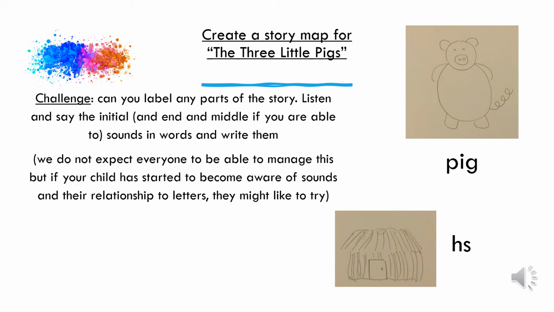Some of the older children are becoming more aware of sounds and their relationships to letters. They might like to try and sound out some of the words to label their pictures, rather than just rely on you to scribe for them. For example, the word pig. Can they hear the first sound, p, p, p, pig? They may even hear the end, and the last one that normally comes along is the middle sound too. For a word like house, there are a lot of sounds that the child won't be able to hear. It's quite a tricky word really. So really focus on the initial sound and any other significant sounds that you can hear.